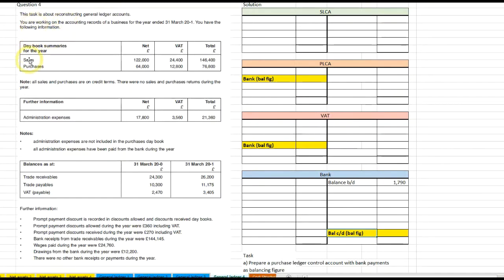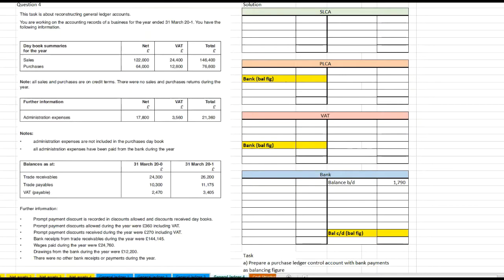We start with the information about the day book summaries from the year, our net, VAT and totals. Even though I'm showing a sales ledger control account on this screen, I am not going to use it because I haven't been asked for any balancing figures up there. So I'm going to ignore this top one and see what information I can use in my purchase ledger, my VAT and my bank.